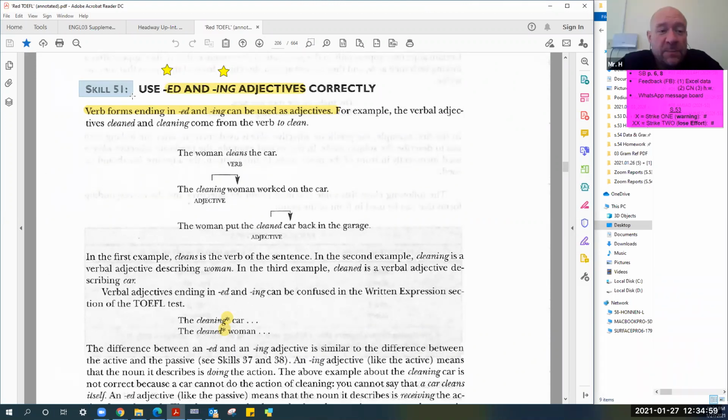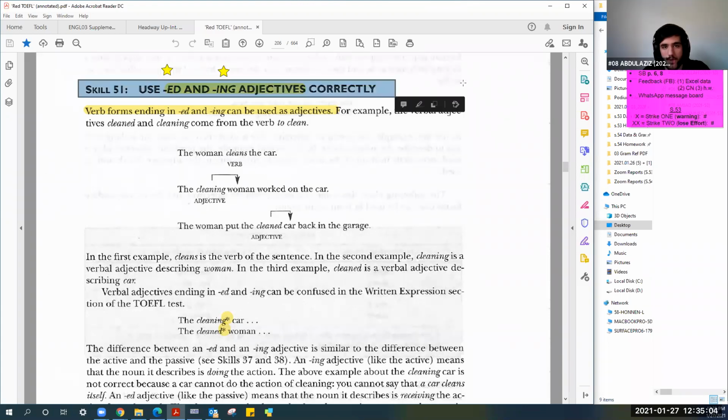Start here. Skill 51. Use ed and ing adjectives correctly. Is there anyone from Section 53 here? Oh, Yazid. So Yazid probably knows exactly what we're doing because we studied the grammar reference today. This is at the end of Unit 1 grammar reference. It's the last section of the Unit 1 grammar reference.